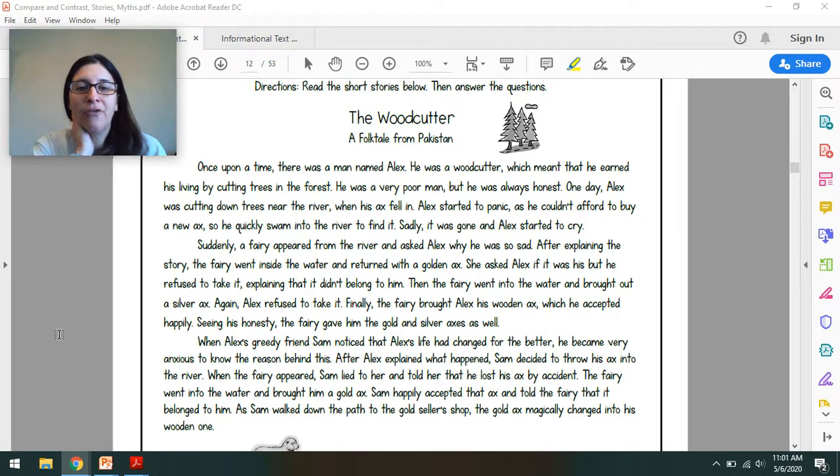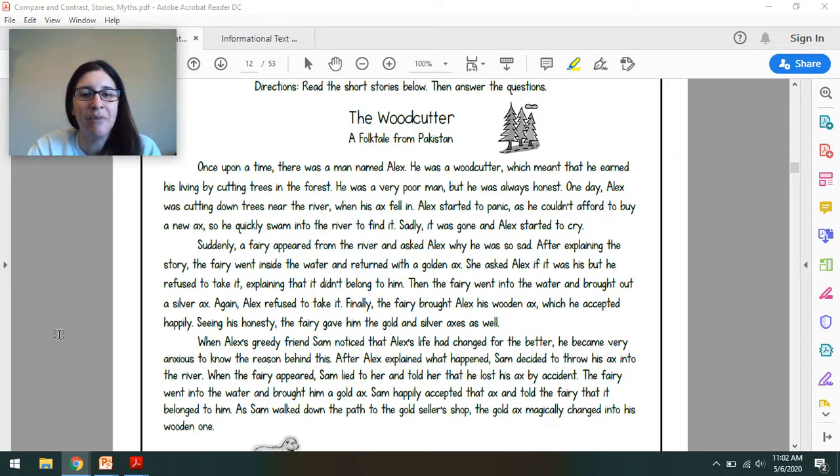The Woodcutter, a folk tale from Pakistan. Once upon a time, there was a man named Alex. He was a woodcutter, which meant that he earned his living by cutting trees in the forest. He was a very poor man, but he was always honest. One day, Alex was cutting down trees near the river when his axe fell in. Alex started to panic, as he couldn't afford to buy a new axe, so he quickly swam into the river to find it. Sadly, it was gone, and Alex started to cry.